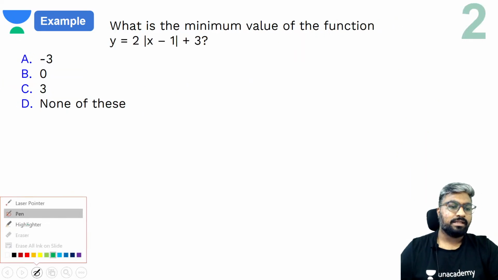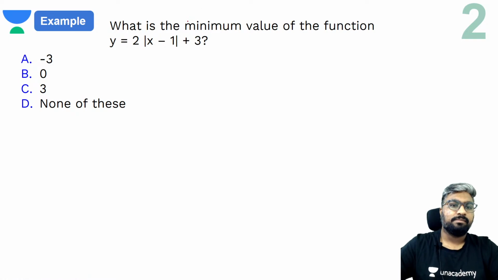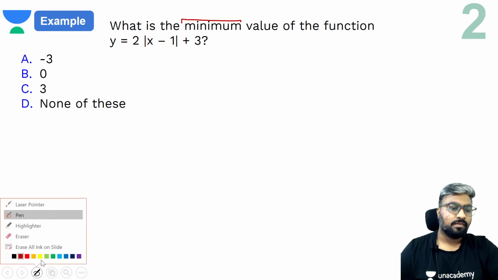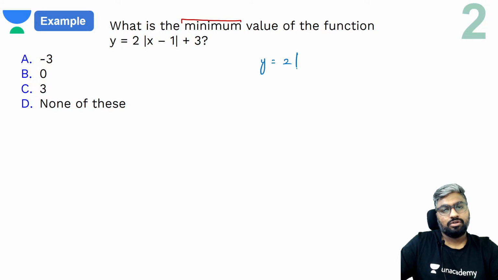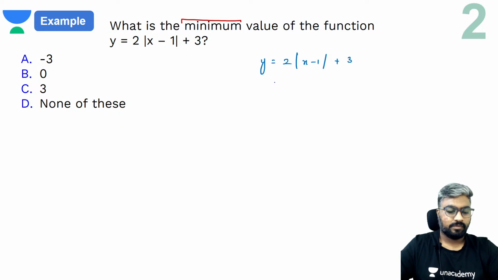Now let's look at this question. They're asking what is the minimum value of this function? Minimum value of 2 times modulus x minus 1 plus 3. Quickly answer this. y is 2 times modulus x minus 1 plus 3, minimum.